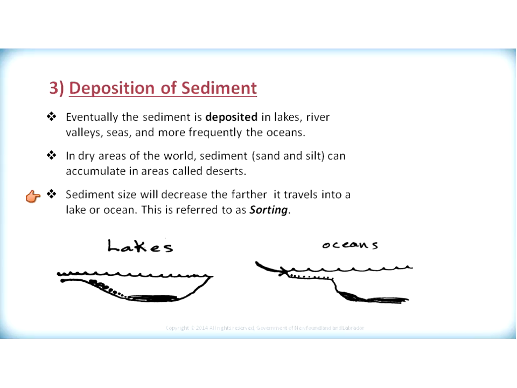Sediment size will decrease the farther it travels into a lake or an ocean. This is referred to as sediment sorting. So if you look at the diagram to the right, we notice that within a lake, we could get sediment being carried by rivers. So rivers can flow into a lake.